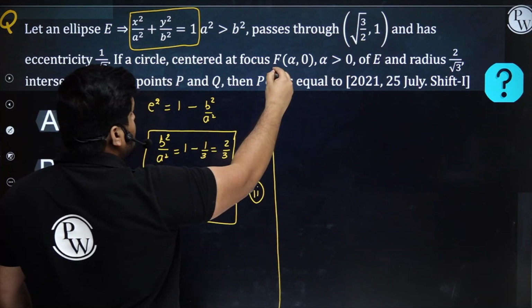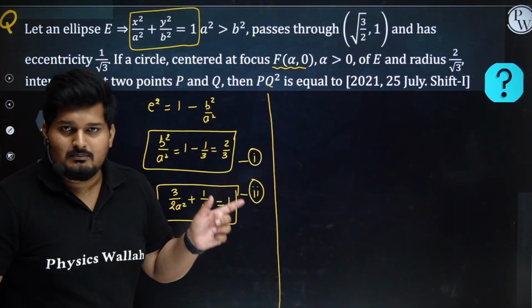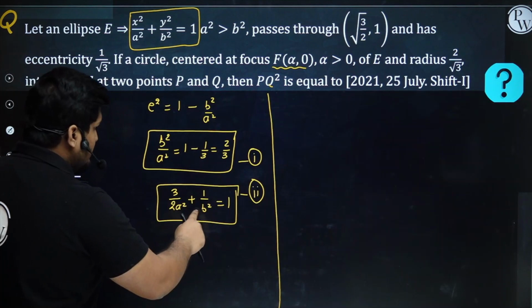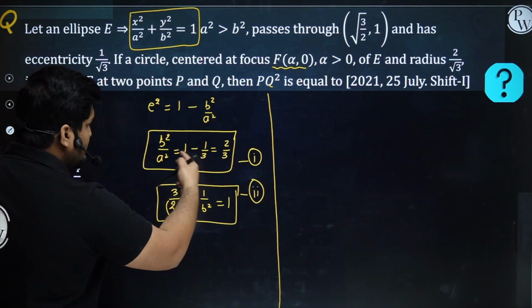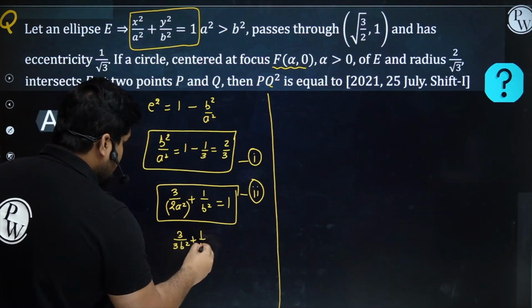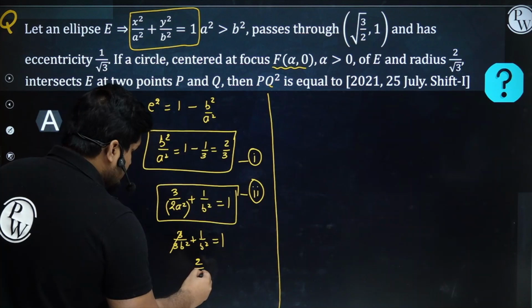So we need to find out a and b to find out the focus from here. How can we find them? It's very simple. Just replace it. What is 2a square? 2a square can be replaced with 3b square. So 3 upon 3b square plus 1 by b square is equal to 1. So this cancels out. So 2 by b square is equal to 1. We got the b square value. b square is 2.